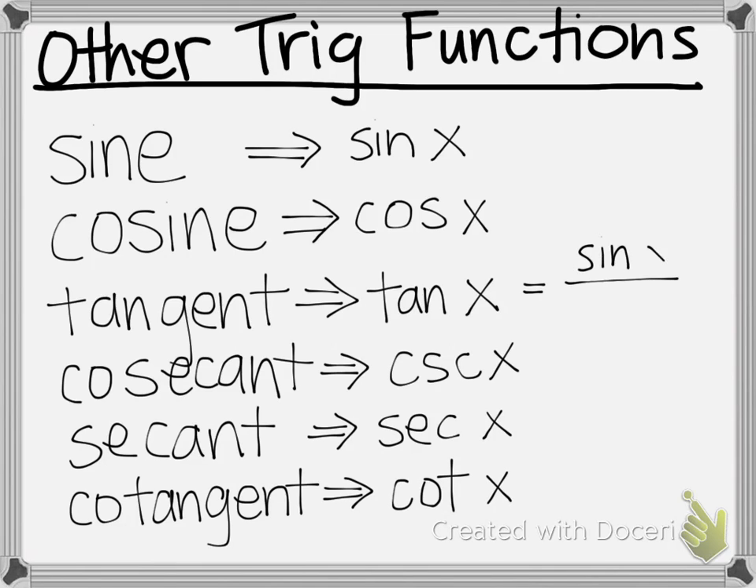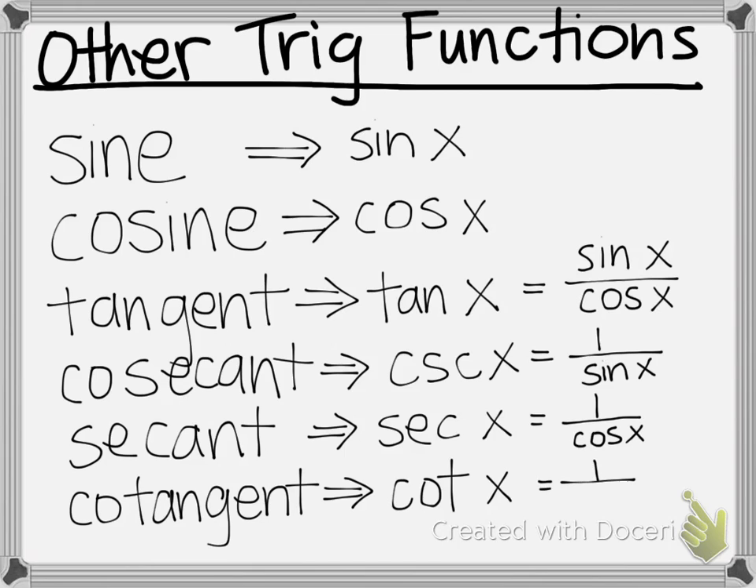Just like we know tangent is sine x over cosine x, or opposite over adjacent, cosecant is 1 over sine, secant is 1 over cosine, and cotangent is 1 over tangent, which we can then write as cosine x over sine x. So if you wanted to see these color-coded, there it is.